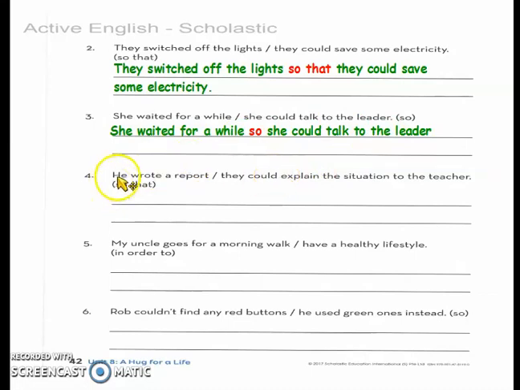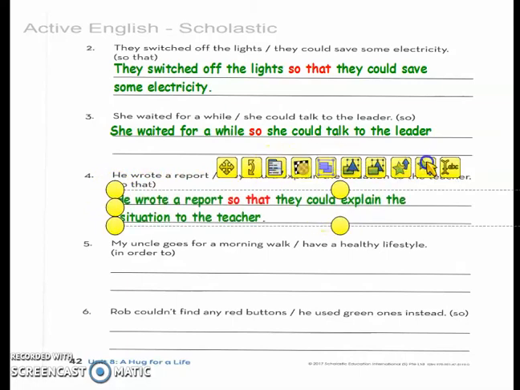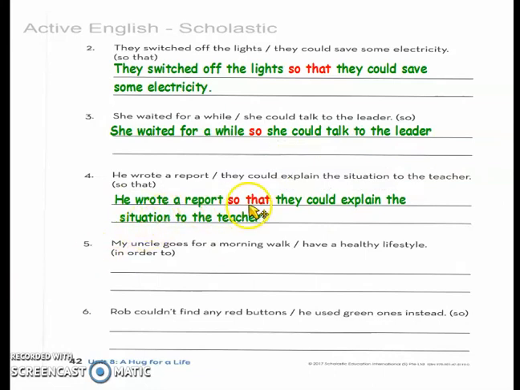Number 4. He wrote a report. They could explain the situation to the teacher. Here we have the action and here we have the reason. Excellent. And we will join them with so that to be: He wrote a report so that they could explain the situation to the teacher.